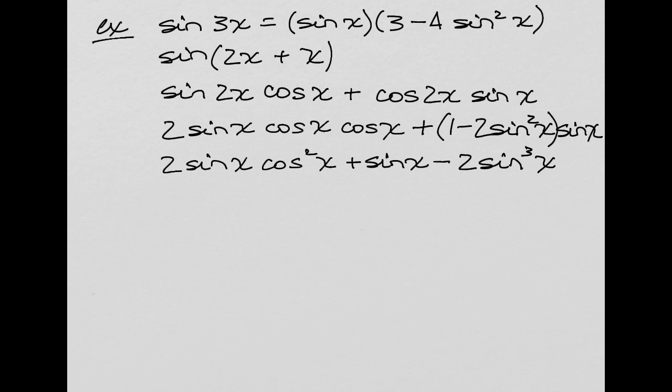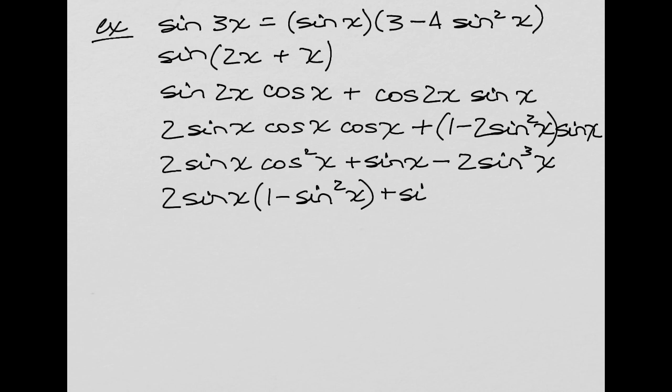All right, now what? Well, as mentioned before, in the end, I don't want cosines. What I'm aiming for has only sines. So I'm going to use the Pythagorean identity and substitute 1 minus sine squared x here. So 2 sine x times 1 minus sine squared x. And, well, there's not really anything to do with the rest of this other than keep writing it. It's still there, but we don't have anything else to do with it yet.